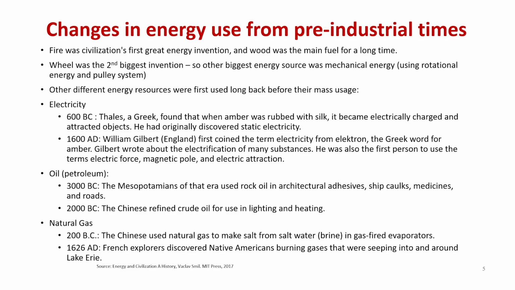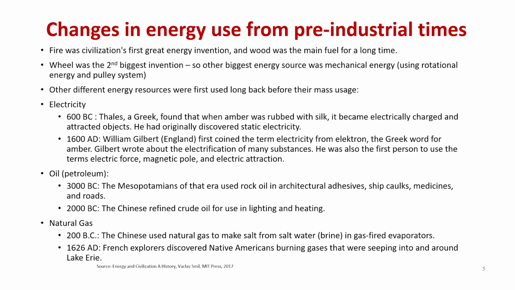In 1600 AD, there was a British scientist, Gilbert, who first coined the term electricity from electron, the Greek word for amber. He wrote about the electrification of many substances, and he was the first person to use terms like electric forces, magnetic pole, and electrical attractions.